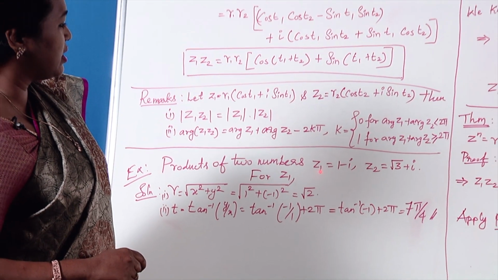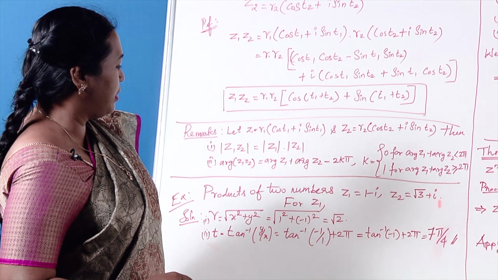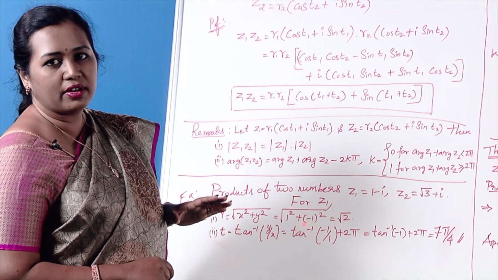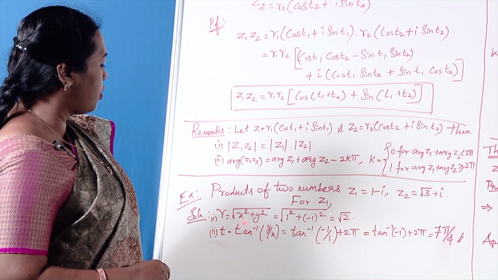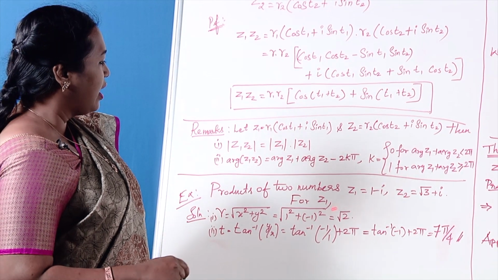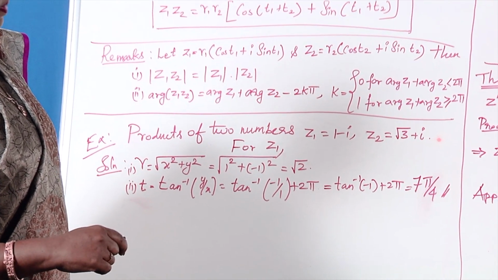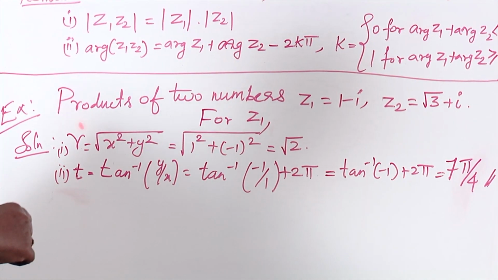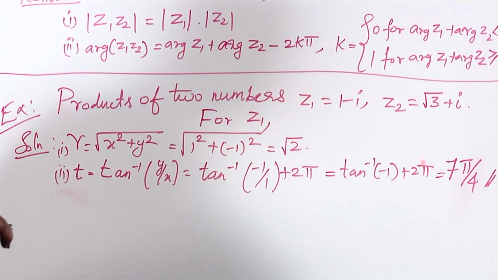Product of two numbers: Z1 is equal to 1 minus I and Z2 is equal to root 3 plus I. For this we use the usual method, finding the polar format. So, R is equal to root of x squared plus y squared, and the numbers are 1 minus I, which is the point 1 comma minus 1, and root 3 plus I, which is root 3 comma 1. Separately we are going to find the values for both these complex numbers.